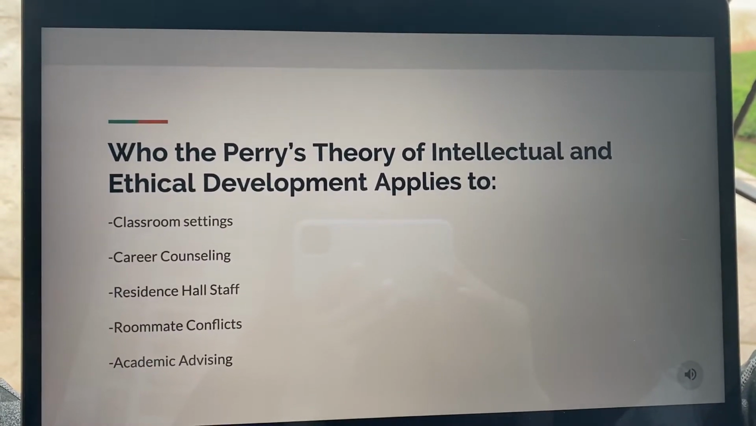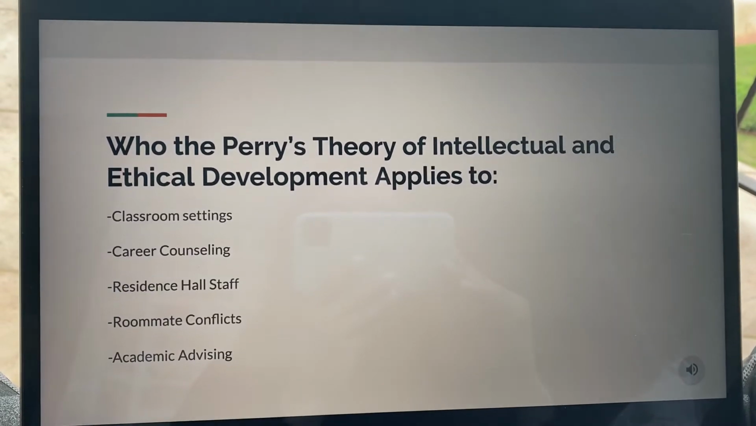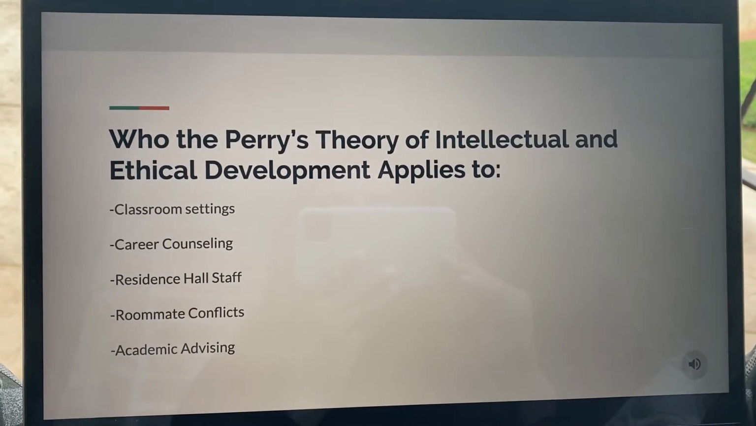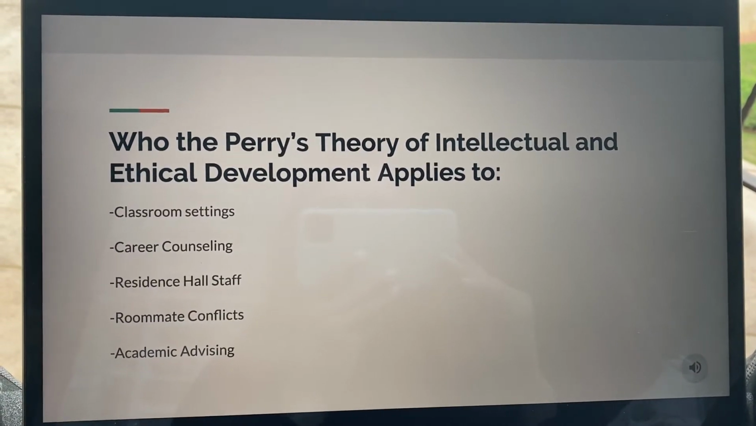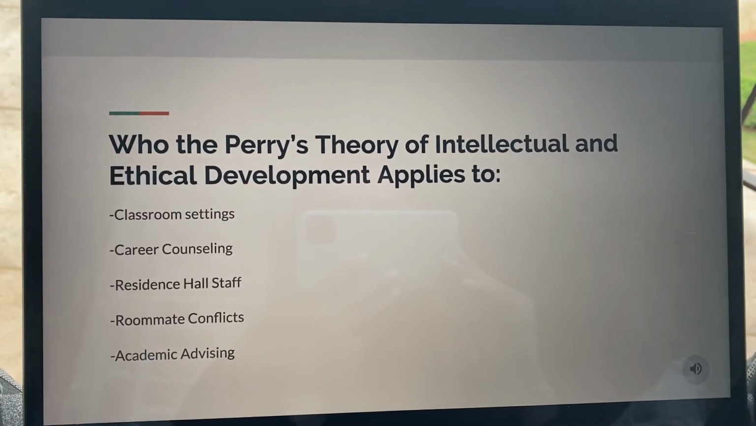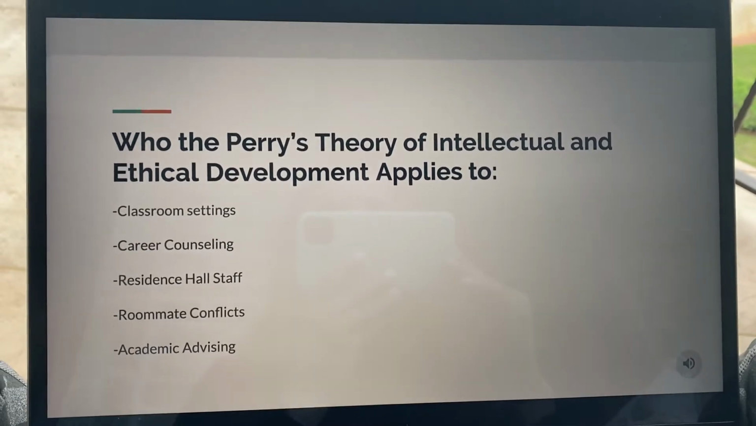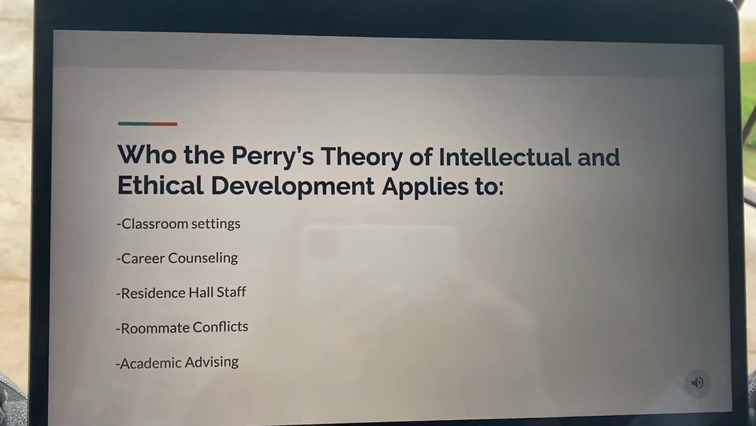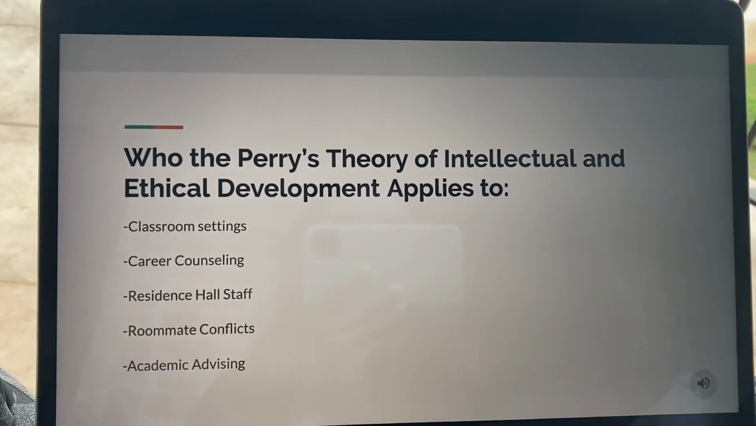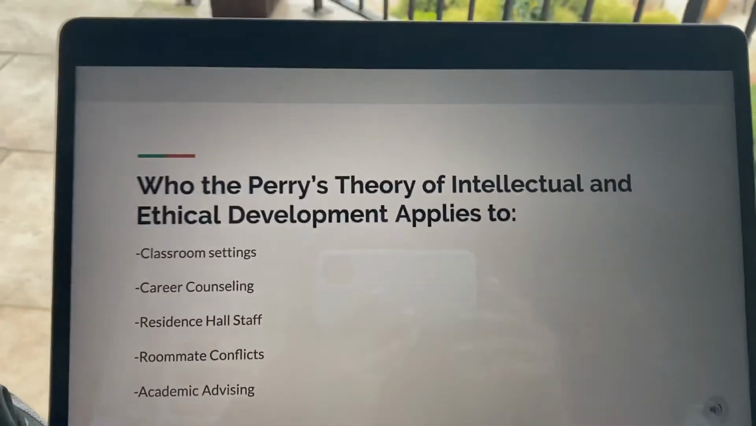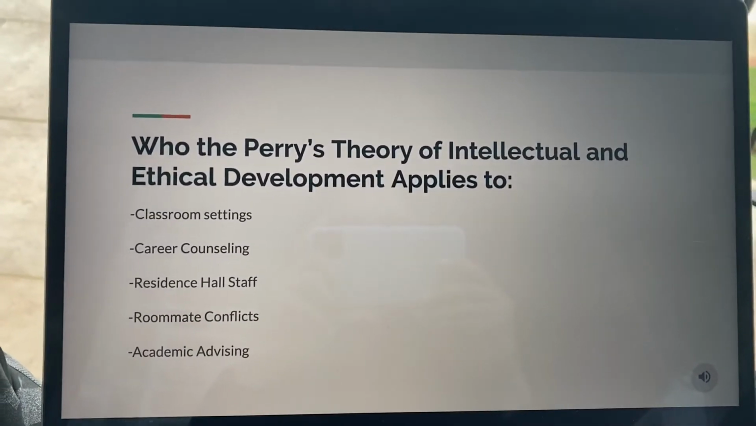Now I will be talking about who this theory applies to. You can apply this theory to any classroom setting, career counseling, residence hall staff, roommate conflicts, and academic advising, which all falls under student affairs and also other divisions of a university.